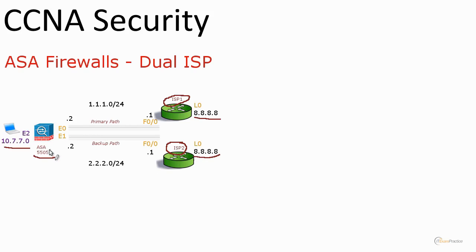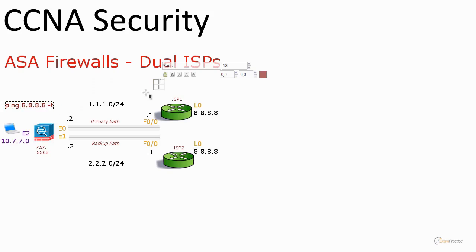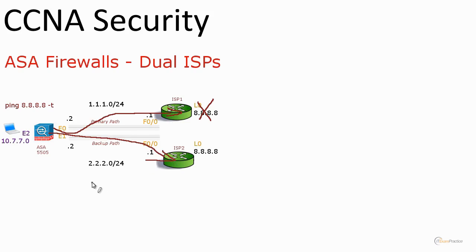Then I connected the ASA firewall to both routers. This is going to be our primary path. ISP2 is our backup path. The idea is to set up the ASA in a way that when I start a ping command on that laptop, ping 8.8.8.8, and I shut down this guy, the ASA should recognize, oh, I can't ping ISP1, I should start using ISP2.